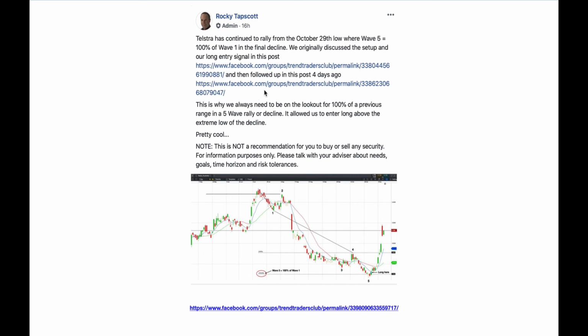This is why we always need to be on the lookout for 100% of a previous range in a 5-wave rally or decline. It allowed us to enter long above the extreme low of the decline. So that's the low, got long there. Pretty cool. And it is pretty cool.